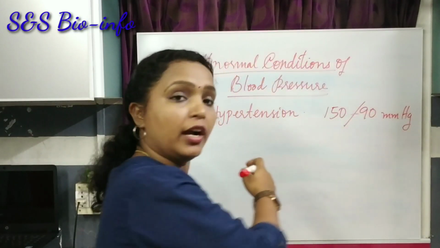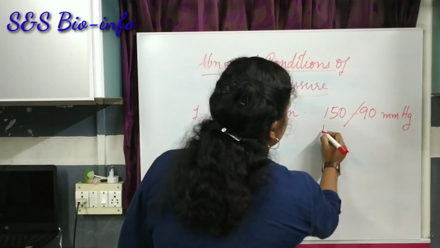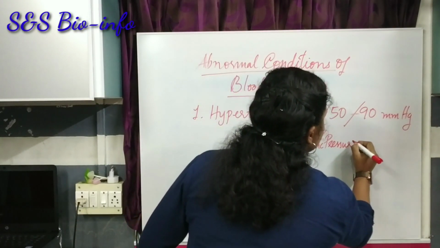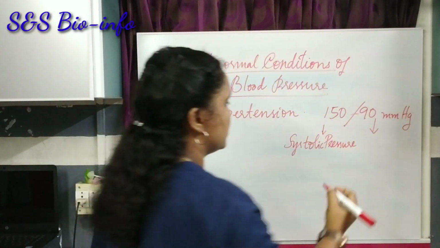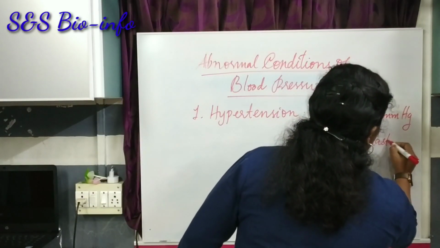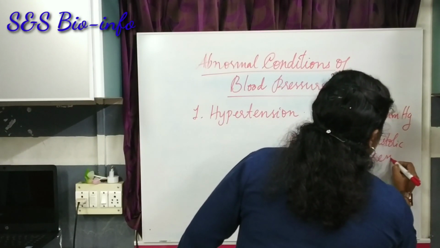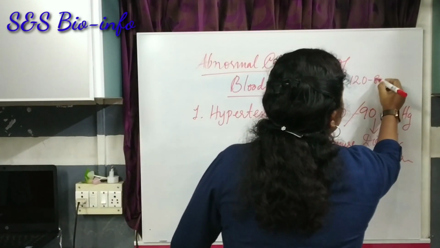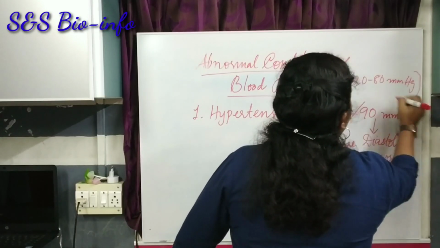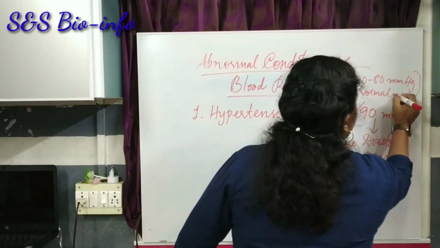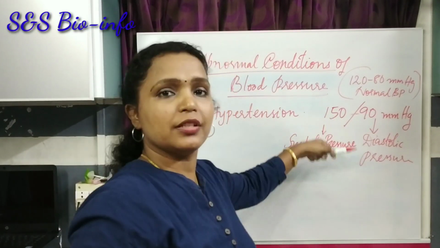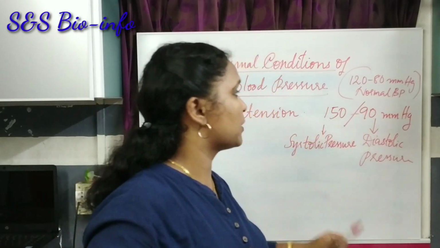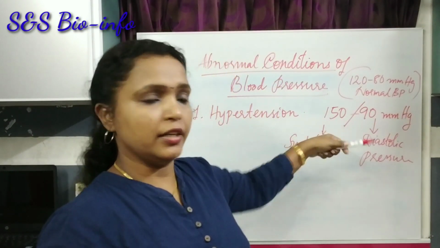Here 150 indicates the systolic pressure, and 90 indicates the diastolic pressure. And what's the normal range of blood pressure? 120/80 mmHg. This is the normal range, normal BP, blood pressure. So here you can see the difference. The systolic pressure has increased to 150 in this case, and the diastolic pressure also changes a little bit.